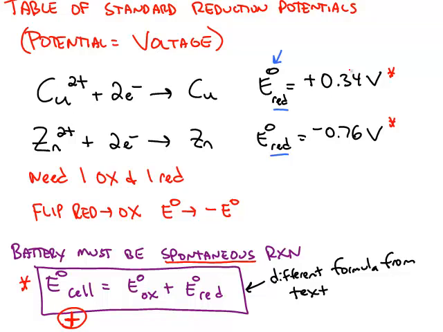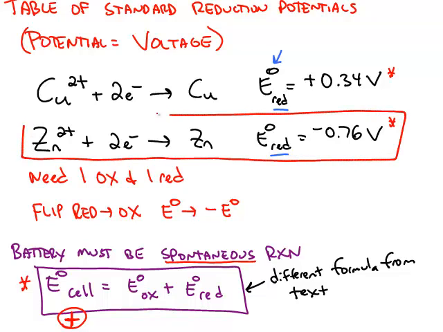So I have two choices. If I flip positive 0.34 and make it a negative 0.34, when I add it to negative 0.76, two negatives are going to give me an overall negative answer. So the one I have to flip is the zinc half reaction. I'm going to turn this half reaction into an oxidation, and when I do that, the voltage changes to a positive 0.76. Now when I add it to the positive reduction potential, a positive 0.34, my overall answer will be positive.